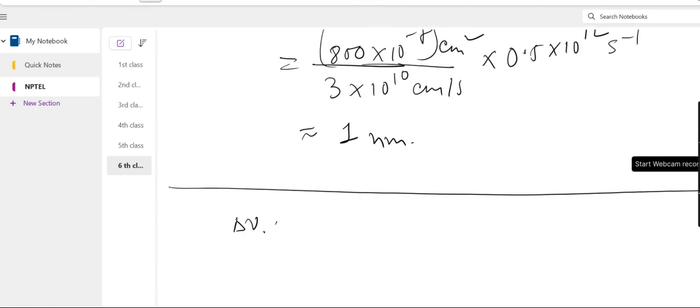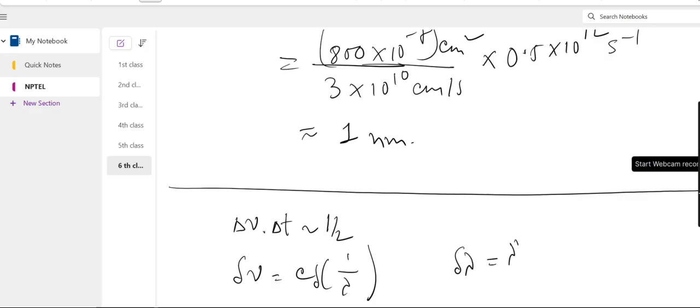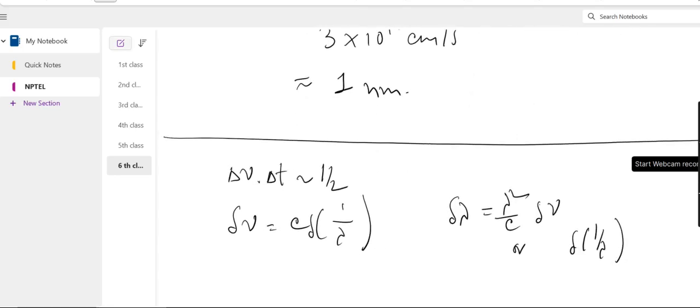So basically we need to remember three equations. Delta nu delta t is equal to half, delta nu is equal to c into delta (1 by lambda), and delta lambda is lambda square by c delta nu, or it is lambda square delta (1 by lambda).